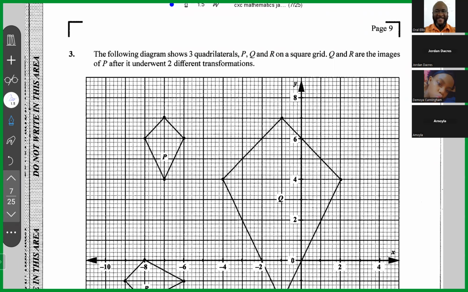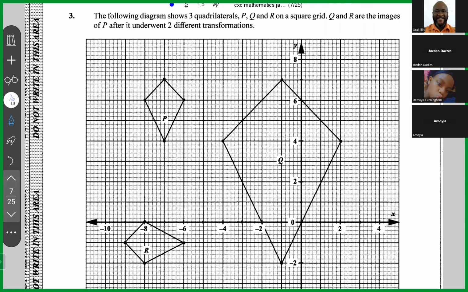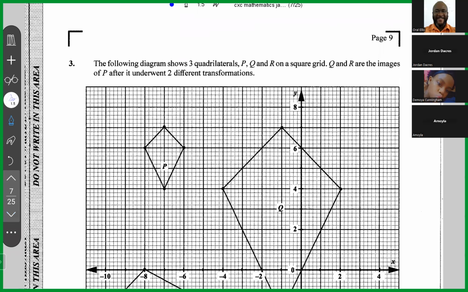All right, so let's get to the question. P is the object and Q and R are images. The object is the shape before it is moved. So let me just say it again: in a transformation, the object is the shape before movement takes place, and the image is what you get after movement has taken place. So let's see the question.